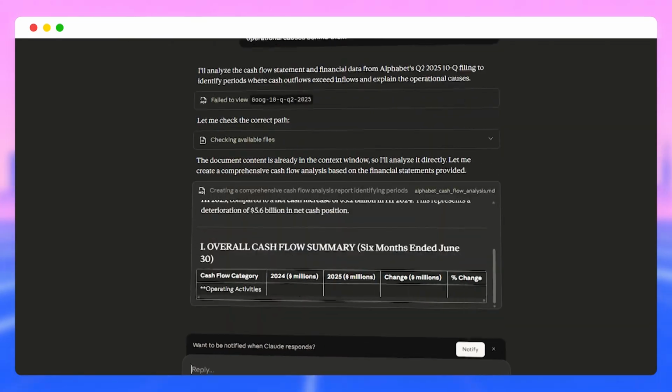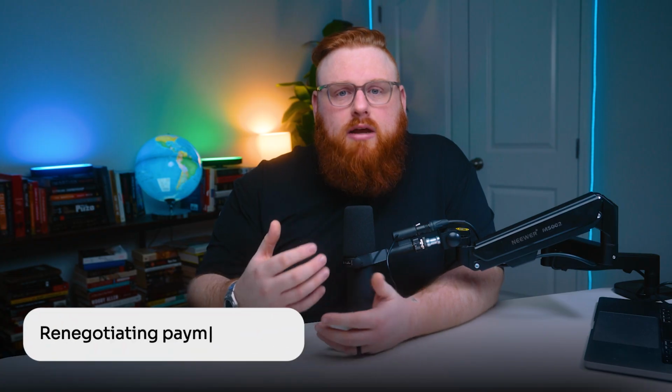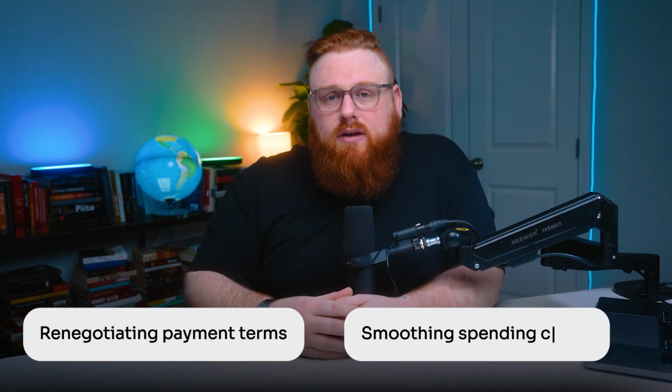For example, you can upload your cash flow statement alongside accounts receivable and accounts payable reports, then ask Claude to identify periods where outgoing payments consistently precede incoming revenue. Claude is particularly good at tracing these patterns across months and highlighting operational causes like inventory purchases or ad spend spikes or delayed customer payments. This helps you move from reactive decisions to planning adjustments, such as renegotiating payment terms or smoothing out spending cycles.